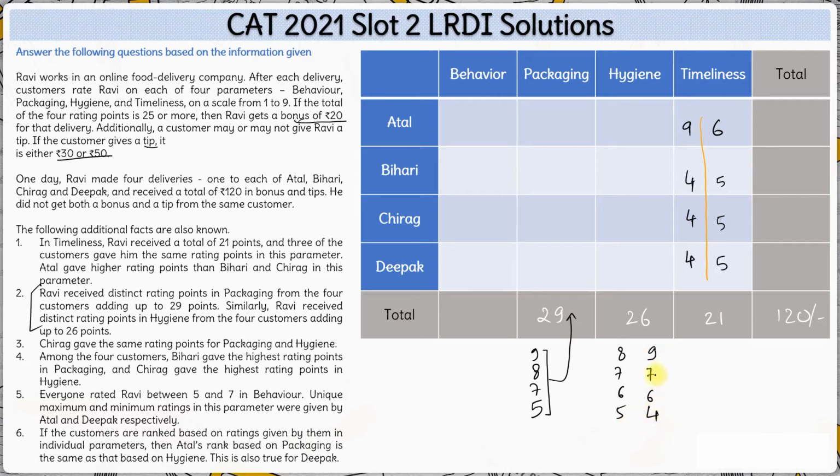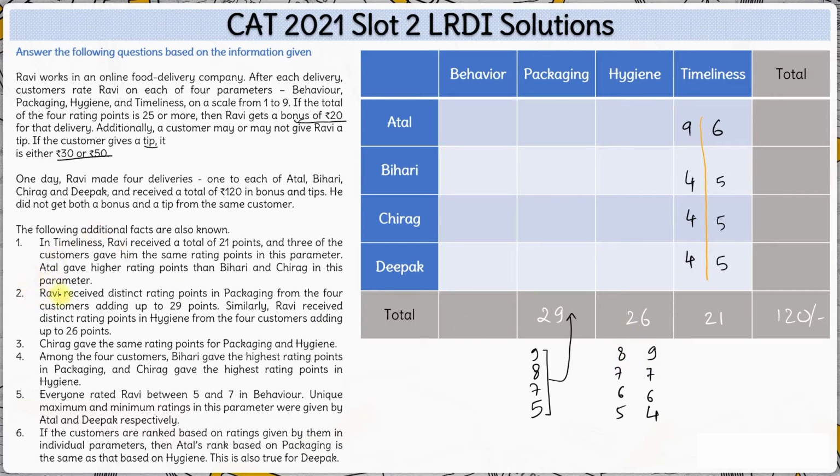So this becomes 9, 7, 6 and 4. So either the rating sum 26 can be obtained by these 4 ratings 8, 7, 6, 5, or by these 4 ratings 9, 7, 6 and 4 here. Okay, so we'll see which one of these is applicable as we go on.